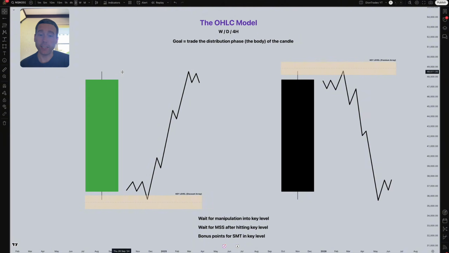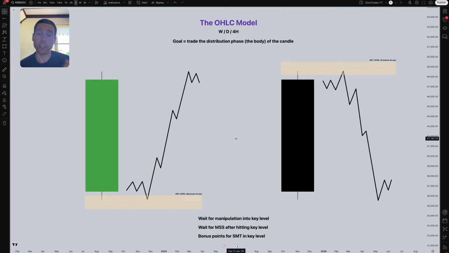If you expect a daily candle to be bullish, you play a classic Judas swing. That means the Asian session is the accumulation, the London session or the New York session is the manipulation, and then we start distributing. Same for shorts, Asia, London, New York, the classic Judas swing. And you can even drop to the 4-hour to play exactly the same.